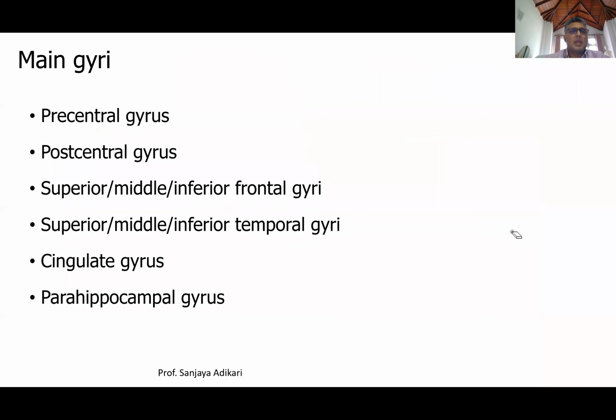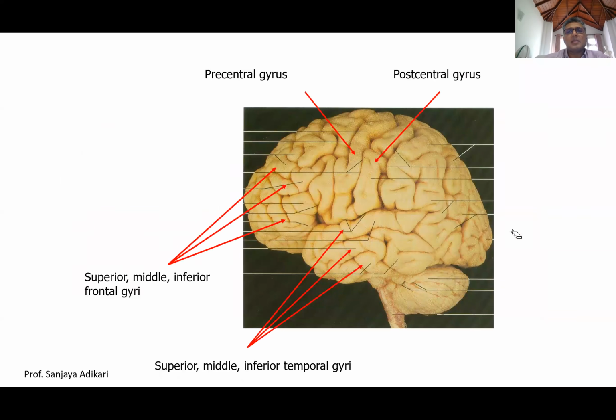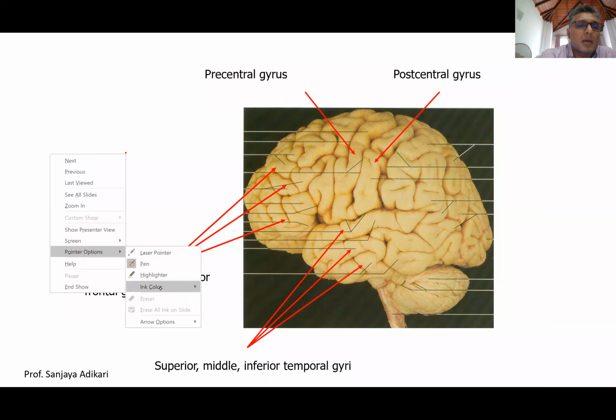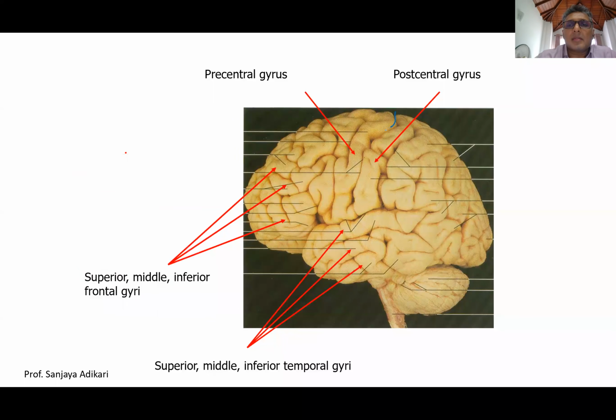Then the main gyri. Now we discussed the main sulci: the central sulcus, parieto-occipital sulcus, and the lateral sulcus. The main gyri are these. If you look at the lateral surface of the brain, here you get the central sulcus. In front of the central sulcus, you get the precentral gyrus. And behind the central sulcus, you get the postcentral gyrus.